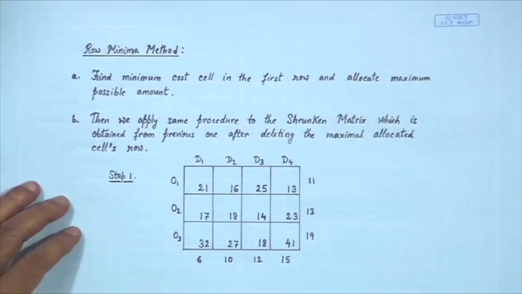So, in the last lecture we started the introduction to the transportation problem, and we have done the northwest corner rule to find out the initial solution of the transportation problem. Let us go through some other methods also. The next method is the row minimum method.